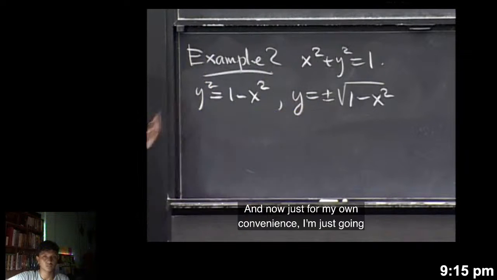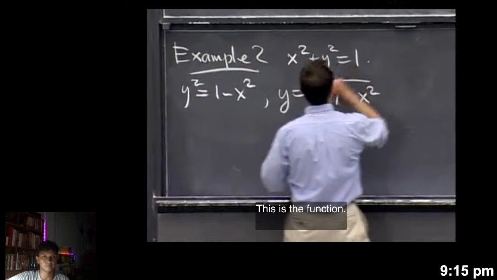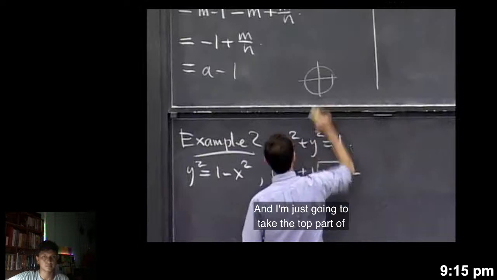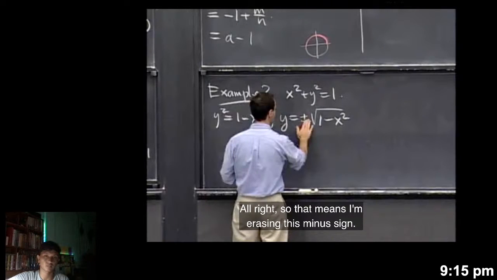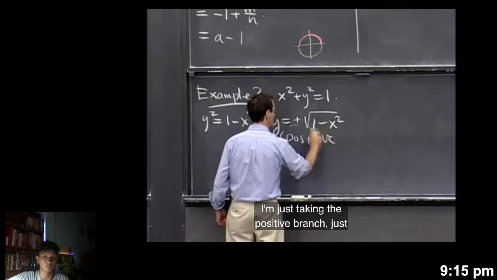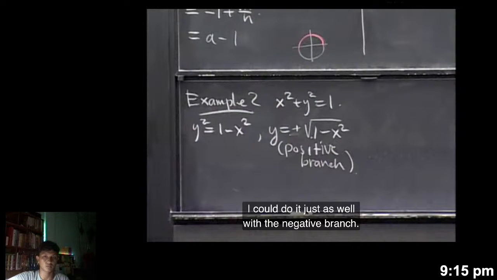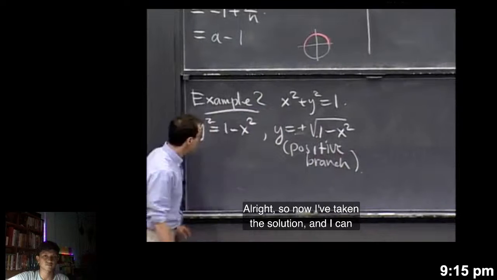This is the function. Let's just draw it right above here. Right? It's really a circle in disguise, and I'm just going to take the top part of the circle. So we'll take that top hump here. All right, so that means I'm erasing this minus sign. I'm just taking the positive branch. Just for my convenience, I could do it just as well with a negative branch. All right, so now I've taken the solution, and I can differentiate this.